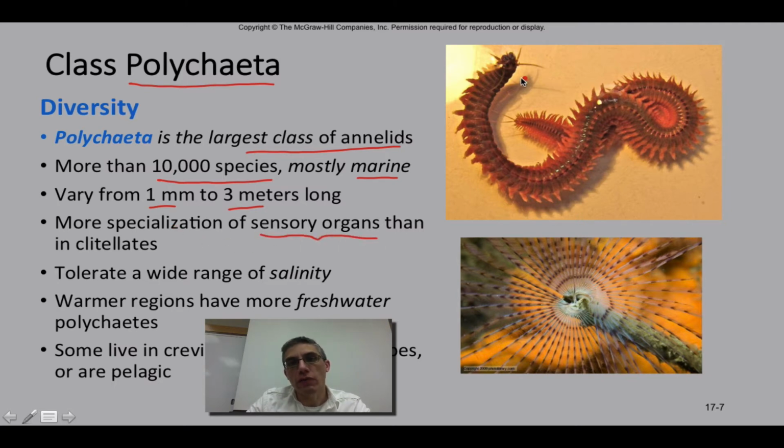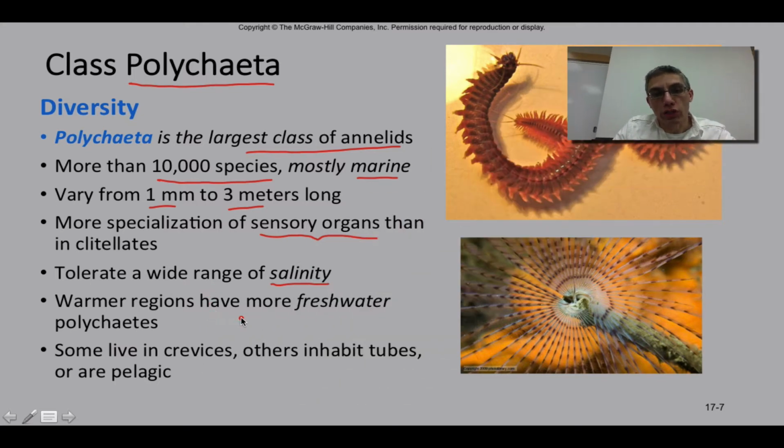Now, as we look at the head of these animals, and we'll do this in lab, you're going to find it's very, very different from the worms that you're going to find in the clitellates, which is going to include the earthworms and the leeches. Now, these polychaetes definitely tolerate a very wide range of salinity, so they can live in quite a few different habitats. In terms of aquatic habitats, as we said, they're mostly marine, but the salinity can definitely vary for these animals. Warmer regions definitely have more freshwater polychaetes than marine polychaetes.